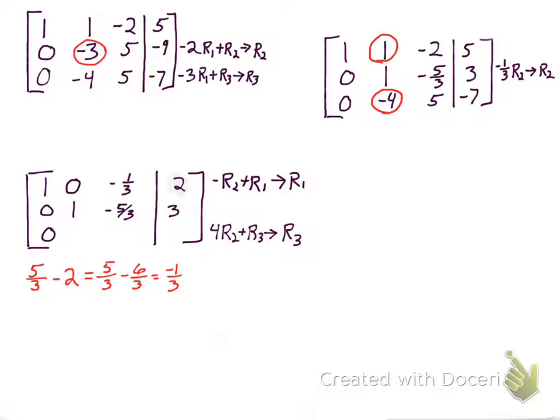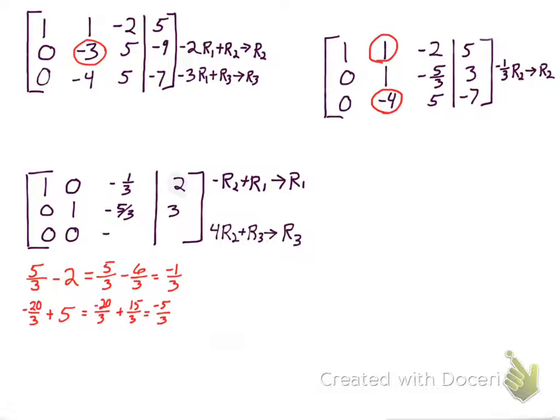4 times that 1 is a positive 4. Plus negative 4 is going to turn to 0. Then we're going to have 4 times negative 5 over 3, and we are going to add that to 5. I'm going to go ahead and do that in the scratch work down here. So 4 times a negative 5 thirds is going to be a negative 20 over 3. And we're adding 5 to that, which is negative 20 over 3 plus 15 over 3, which is going to equal a negative 5 over 3.